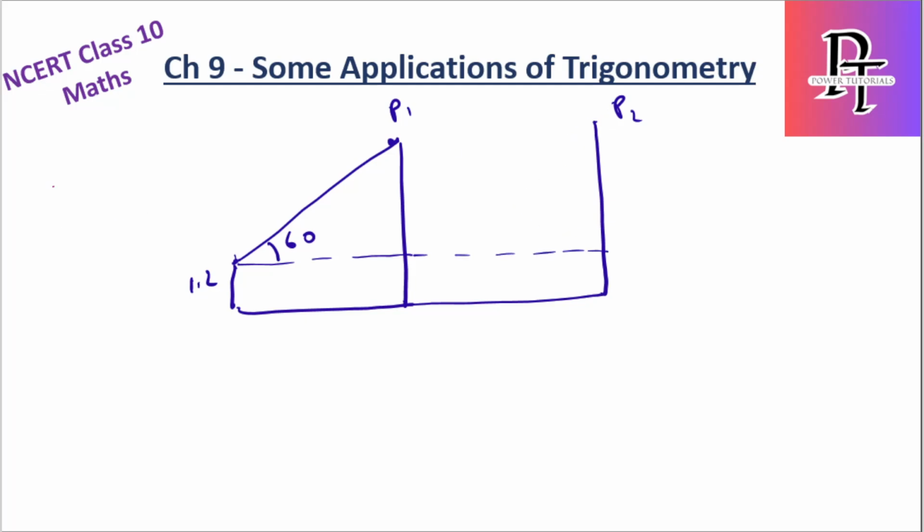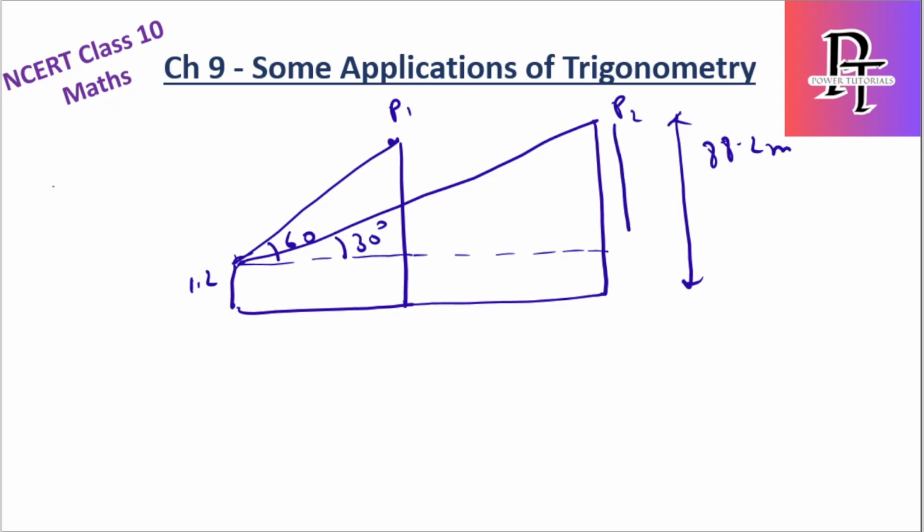So in the second position the angle is decreased because the distance got increased. Now the angle is 30 degrees. This angle is 30. They mentioned the total height from the ground is 88.2 meters. So I have to subtract the height of the girl to get this height, so this height becomes 88.2 minus 1.2, which is 87 meters.